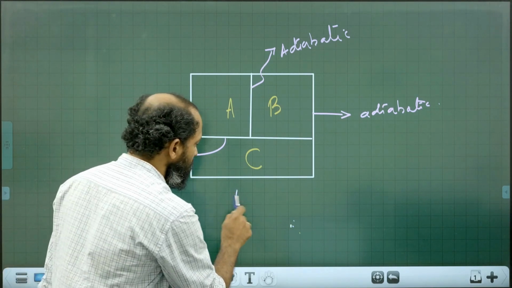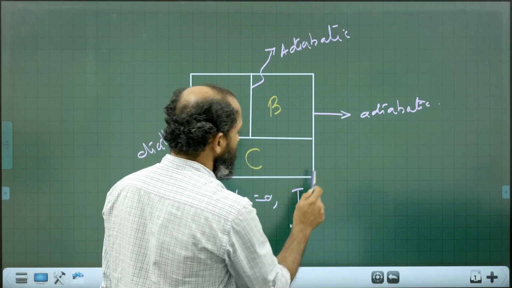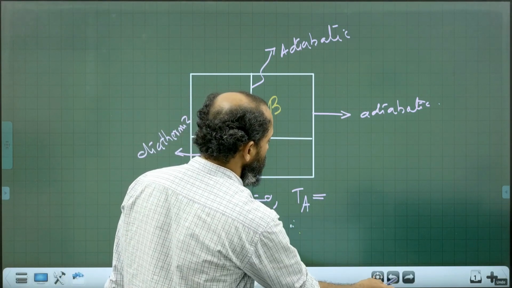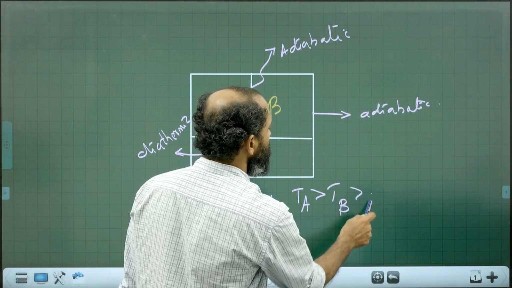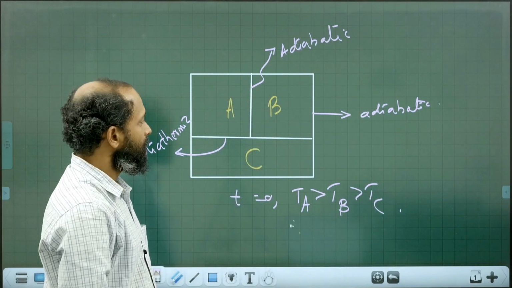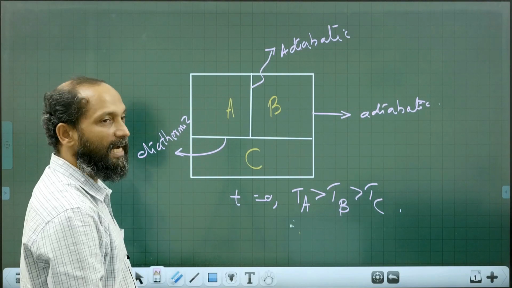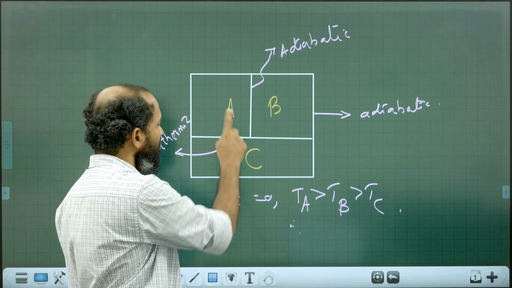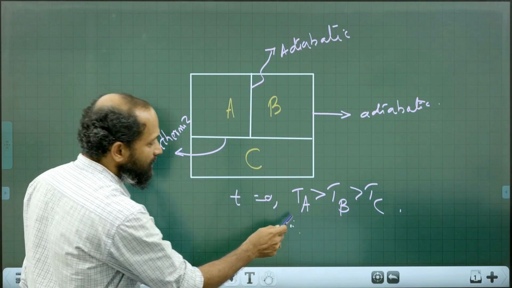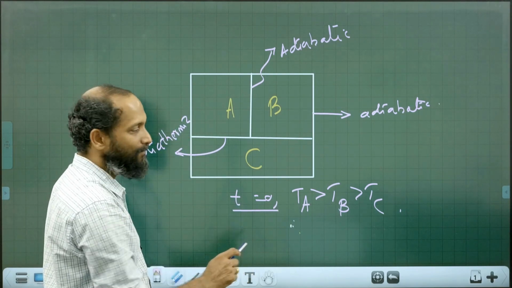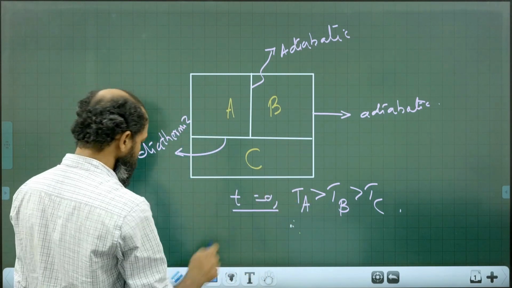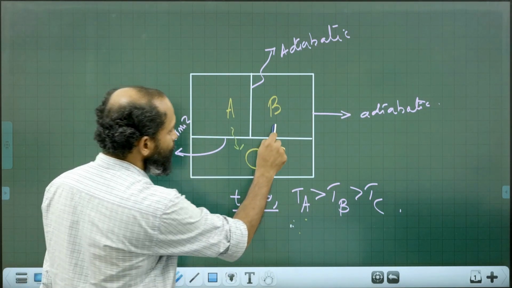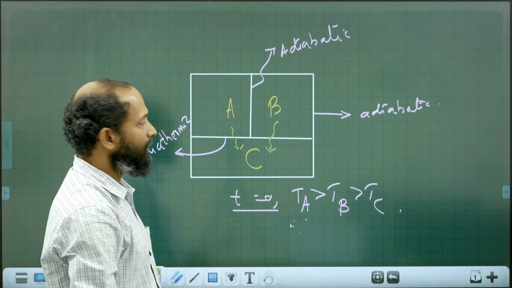Initially, at T equal to 0, the temperatures of A, B and C are not the same. Let TA be greater than TB, greater than TC. As time goes, there won't be any direct heat exchange between A and B, but there would be heat exchange between A and C and between B and C. At T equal to 0, A is at a higher temperature, so heat energy flows from A to C and also from B to C. That's the direction of heat flow.